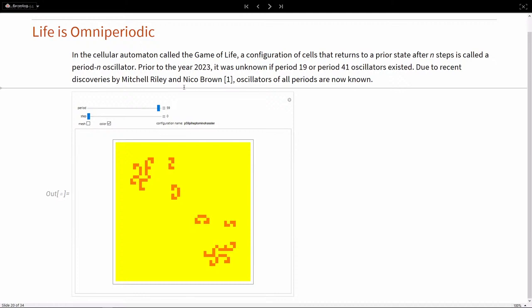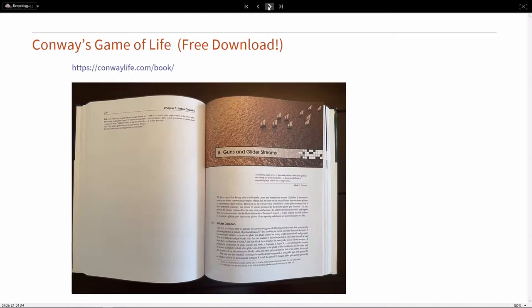On the Game of Life, recently released was a free book. Here's a picture of it. But if you go to conwaylife.com/book, you can get a download of this book for free. And this basically covers the Game of Life in great detail. Many of these things were not solved until just recently. And this book does a really good summary of everything about the Game of Life as it is known as of last year.